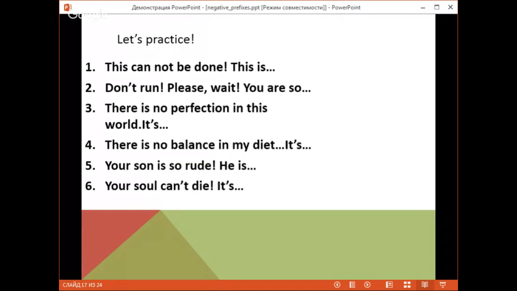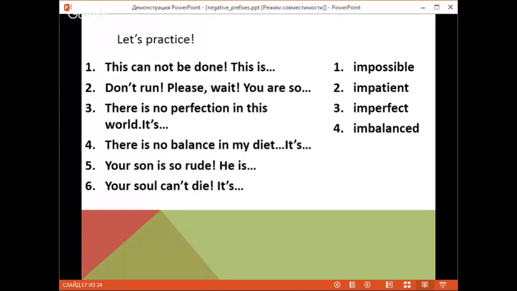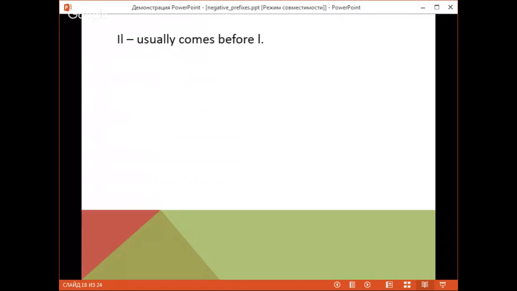So, of course, we must say, when something cannot be done, this is impossible. When you don't want to wait, it means you are impatient. When there is no perfection, it's just imperfect. When there is no balance, it's just imbalanced. When somebody is rude, he's just impolite. And if somebody cannot die, he or she or it's immortal. Very nice, guys. I hope you remembered those. And we move on into some more negative prefixes.